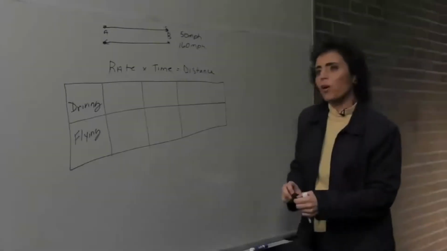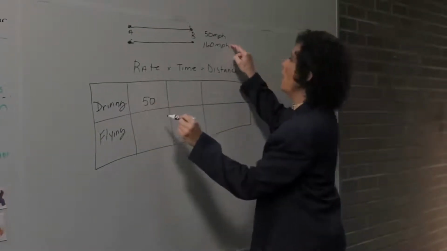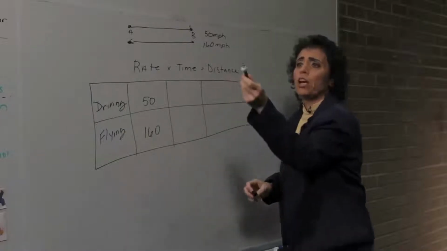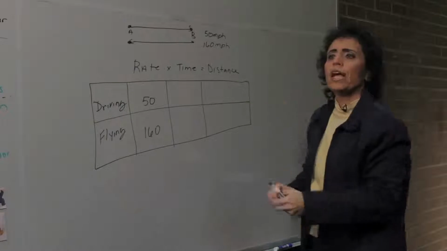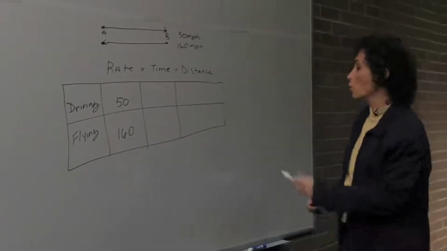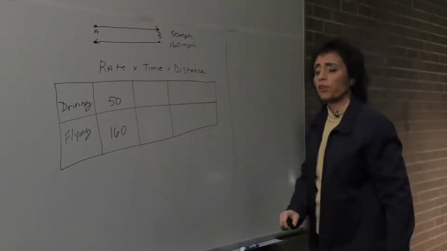All right, here we go. A person drives from town A to town B, so he's driving at 50 and flying back at 160. Do we know anything about time? If the total traveling time is 21 hours, this is a little hard. If the total traveling time is 21 hours, how far is it from town A to town B?